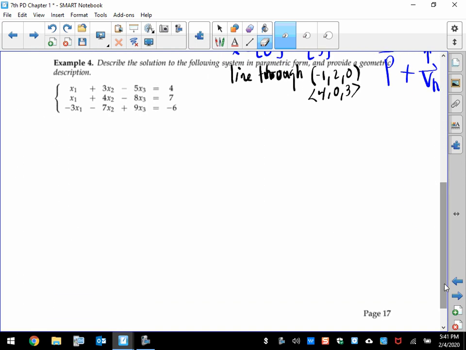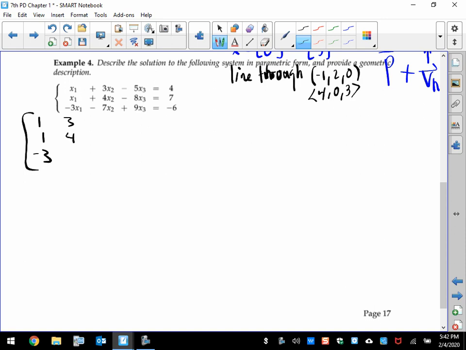Okay, the next one says describe the solution to the following system in parametric form and provide a geometric description, as I did in the previous one. So let's go ahead and immediately convert this to an augmented coefficient matrix. So we have 1, 1, -3, 3, 4, -7. Make sure that you're not making transcription errors as you write these down. It's so easy. I can't tell you how many times just copying the coefficients from the equations to a matrix I've made mistakes. You just want to be careful.